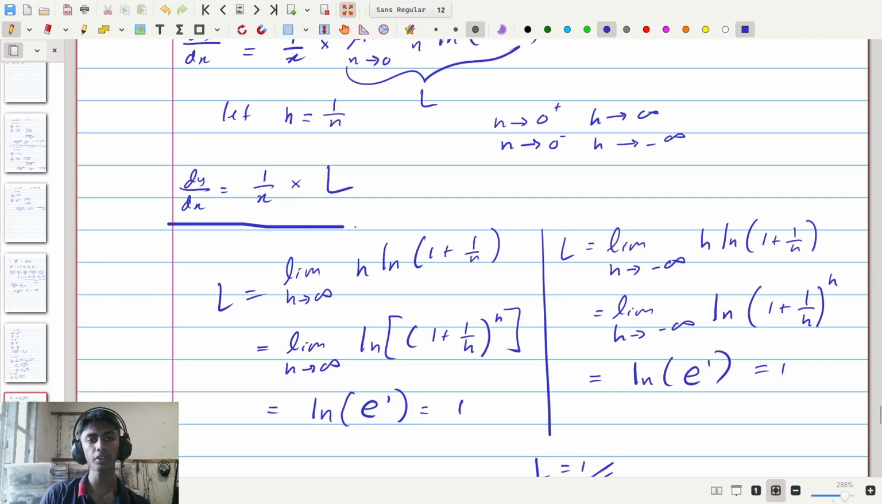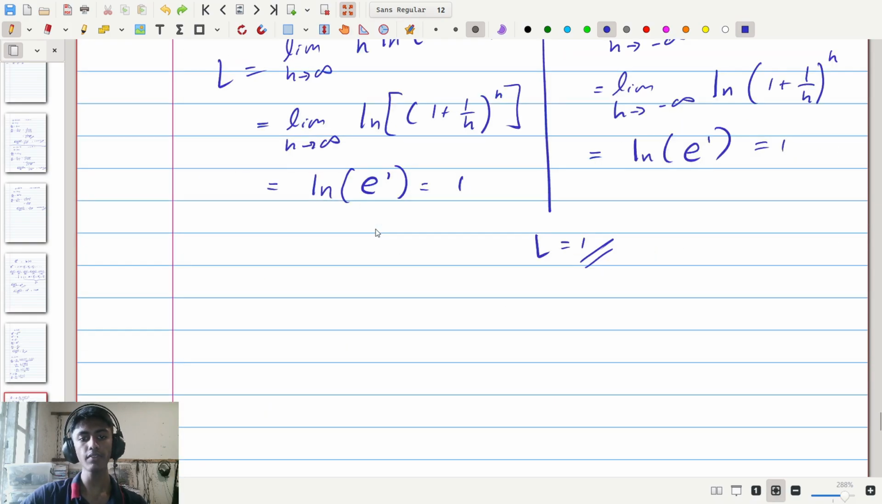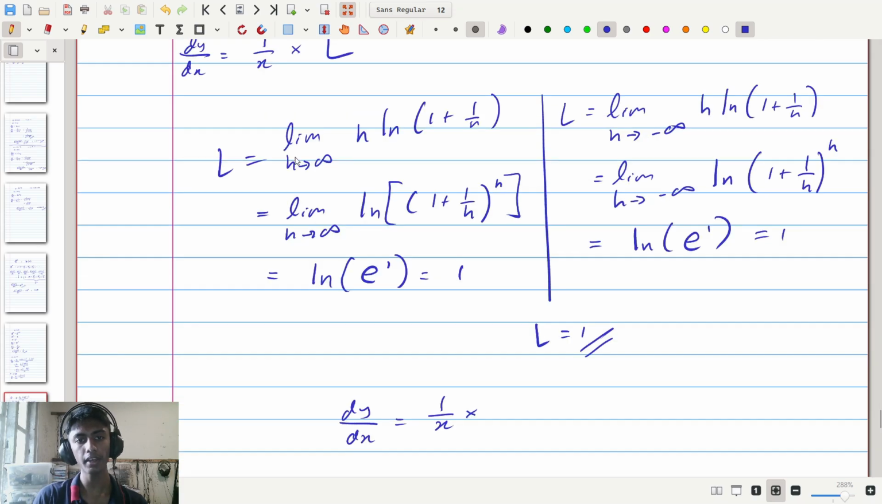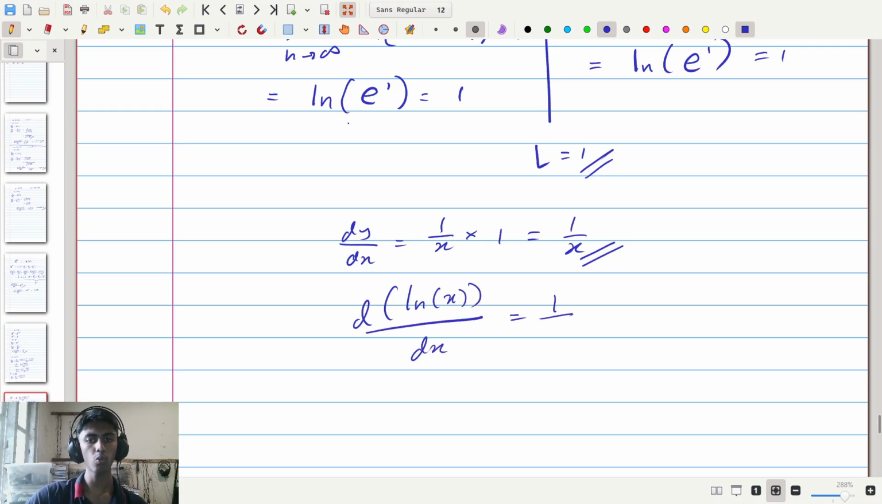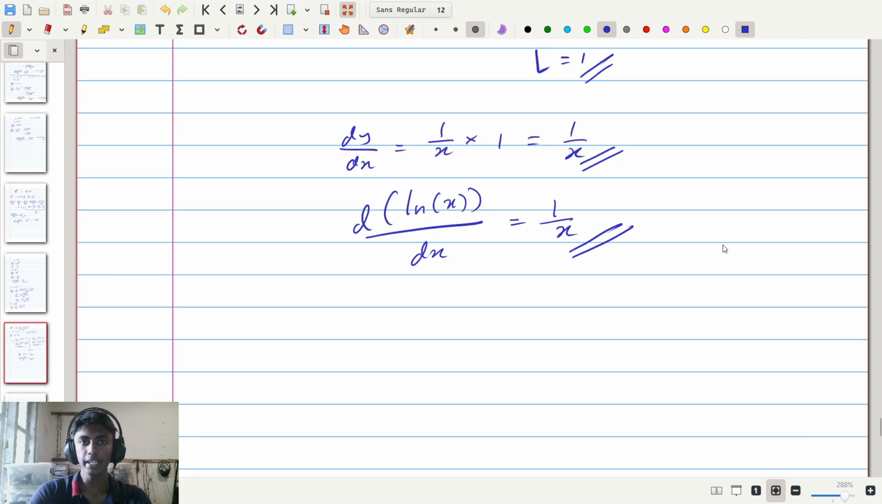Hence, substituting that back into here, we have dy by dx is equal to 1 divided by x times L, where L is 1, so times 1, i.e. 1 divided by x. Hence, the derivative of the natural logarithm of x with respect to x is equal to 1 divided by x. Hence proven.